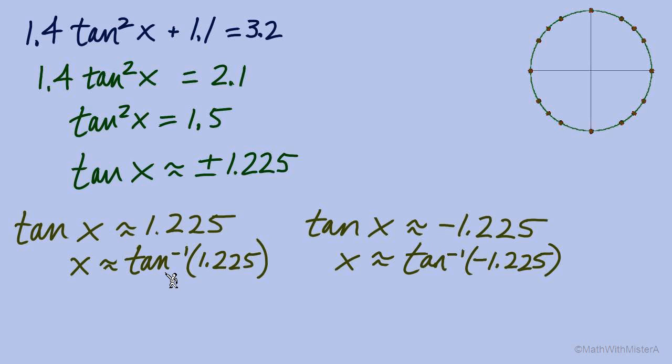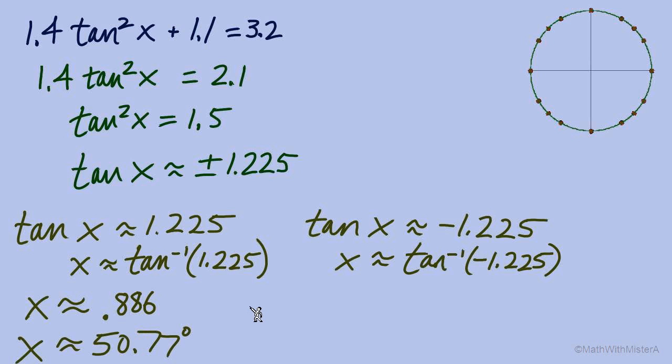X equals inverse tangent of positive 1.225, and our second equation produces x is approximately, and I have to include approximately because I did round my 1.225, inverse tangent of negative 1.225. Punching in over here gives a result approximately 0.886 radians, or 50.77 degrees approximately. Now that is our first solution because inverse tangent only gives us values on the right half of the circle.